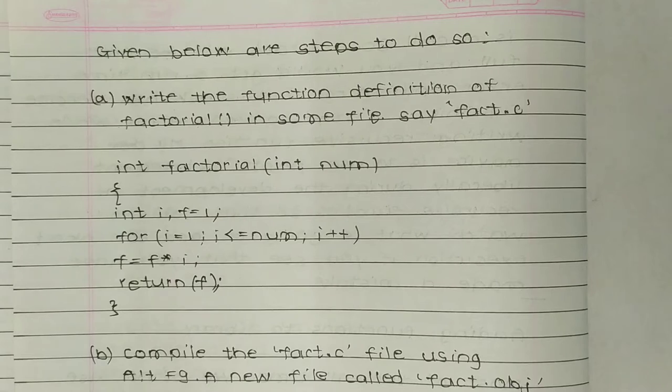So this is a function definition, that means the formula for factorial. int factorial(int num): factorial is an integer and num is also an integer. Now int i, f = 1, so i is an integer, f is also an integer, which is equal to 1. Now the for loop starts: for i = 1, i <= num, i++, f = f * i, that is f into i. Now return f. So this was a function, that means this was the formula for factorial, which was in step A.